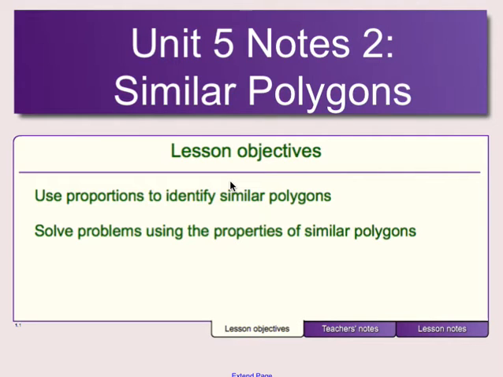Today we're going to be doing the second notes of Unit 5, which is talking about similar polygons. So this is going to be using a lot of the ratios and proportions we were talking about yesterday. So let's go ahead and take a look at this note sheet.